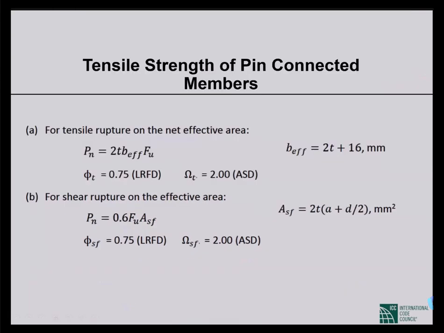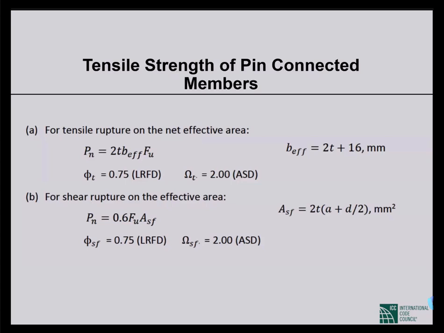For pin connected members, there are additional formulas. We will not go into the detail. There may be two types of ruptures. For pin connected, there may be shear. That is, suppose there are bolts along a line. Along that line, the member can shear out, can be completely sheared. So that is shear rupture.